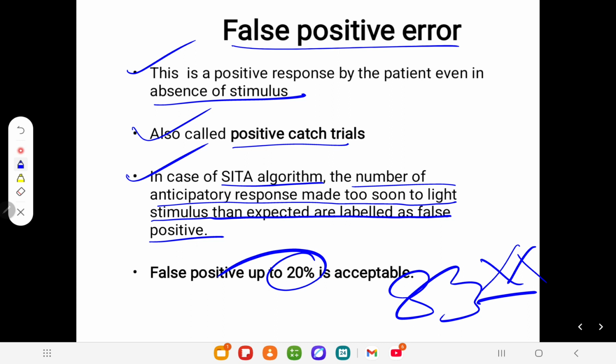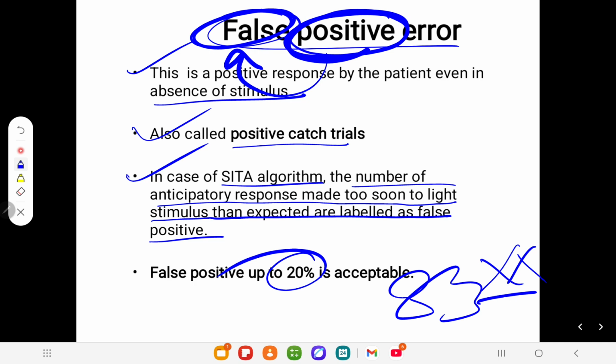Cross and cross. Basically, false positive means the patient's response is positive but actually there is no light, so the response is false. The patient should not press that button. Sometimes we call them trigger happy patients. They always want to press no matter what. If there is no light stimulus, the patient is still going to press. That's a trigger happy patient, creating false positives. False positive means there is no light but the patient's response is positive, the patient just clicks the button.